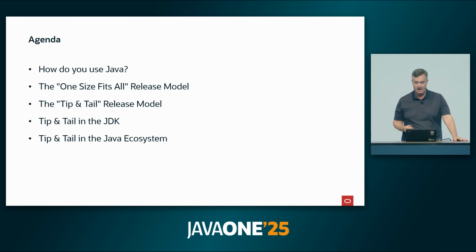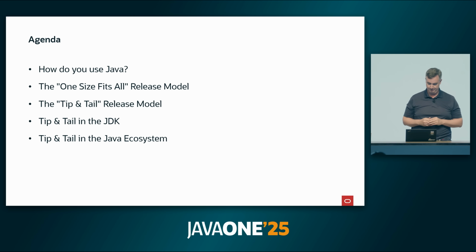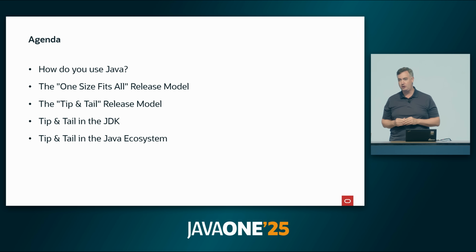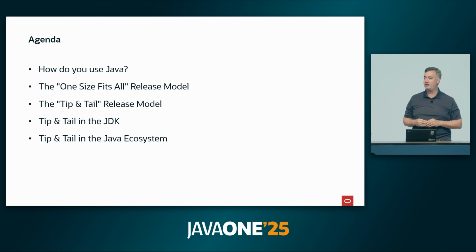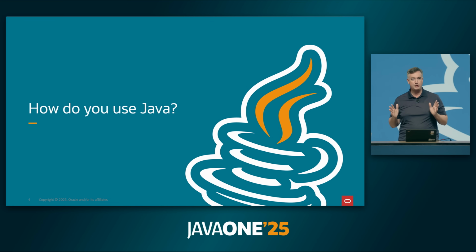With that in mind, I'll talk first about how you use Java to meet your needs. Then I'll talk about a very widely used release model, one size fits all, and why we think it's not as useful as it once was. Then I'll introduce the tip and tail release model, which will seem familiar because it's what the JDK uses. And finally, I'll talk about the adoption of tip and tail by libraries in the Java ecosystem and how it will help you as application developers. So, how do you use Java?